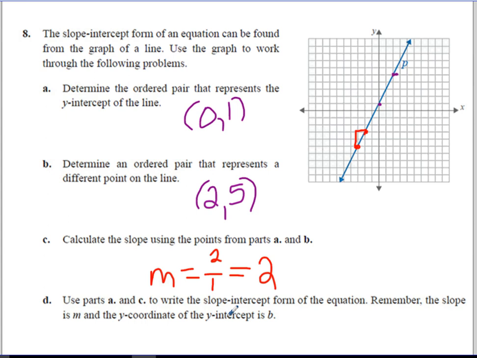So now to write our equation in slope-intercept form, we put that as y equals our slope, which is 2, then our variable x, and then our y-intercept. And our y-intercept was at 1, so plus 1. That's how you build your equation, y equals slope, x, y-intercept.